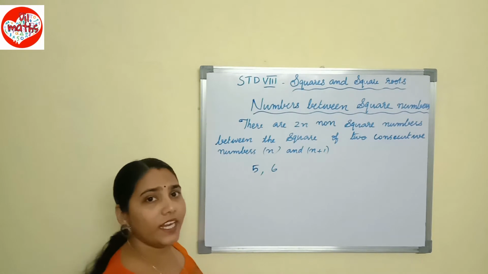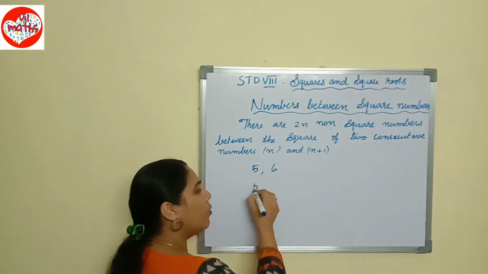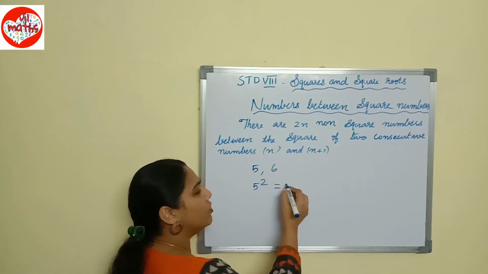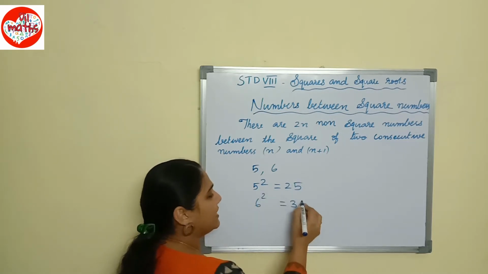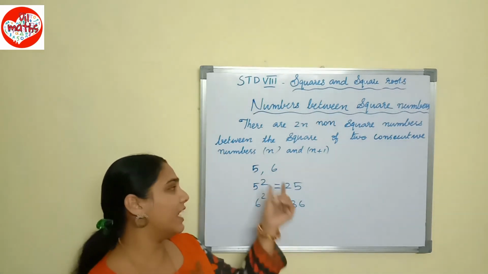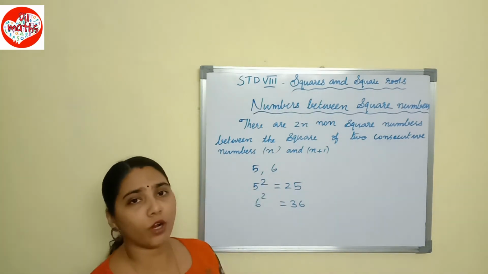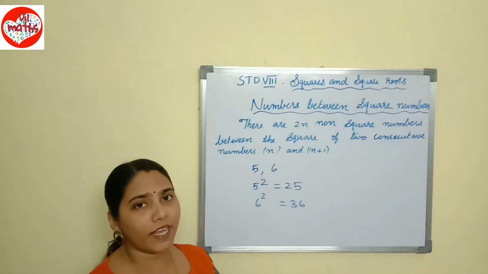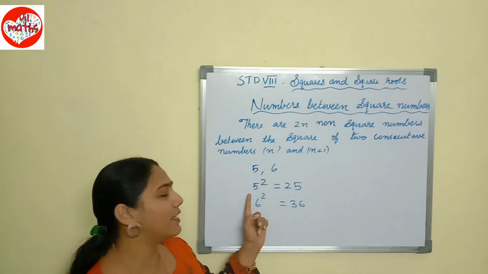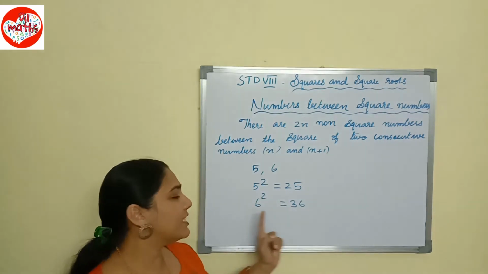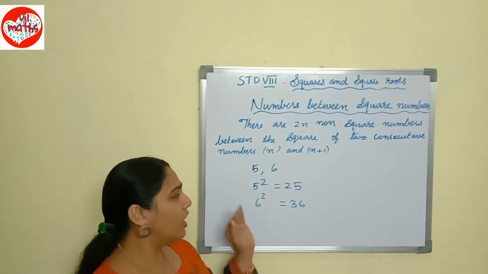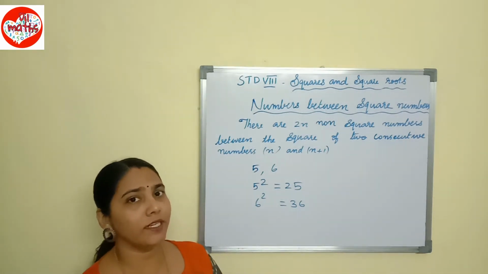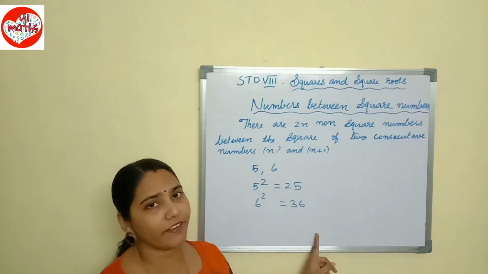We know how to find the square of each number. 5 square is equal to 25 and 6 square is equal to 36. You should always take consecutive numbers only, and then find the squares of those numbers. So 5 square we got as 25 and 6 square we got as 36. Now what should we do? We should find out how many non-square numbers there are in between 25 and 36.